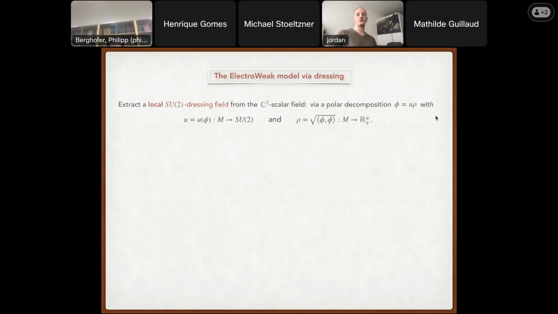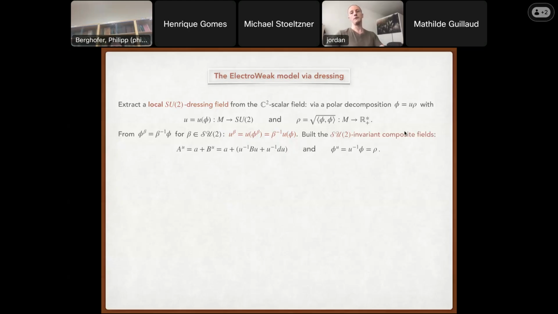There is an SU2 matrix built from the elements of the scalar field. And of course, the modulus is a real positive variable there. And given how the scalar field transforms as a fundamental representation of SU2, you can propagate that transformation in the dressing field and check that indeed it transforms like a dressing field, on the left. It is an SU2-valued object transforming as a dressing field should. And so now that you have that object, local, you can build local invariant composite fields, right?